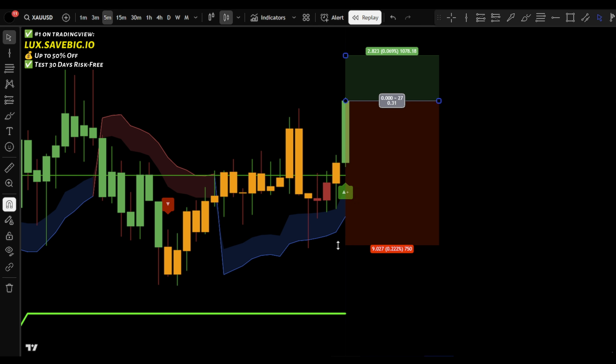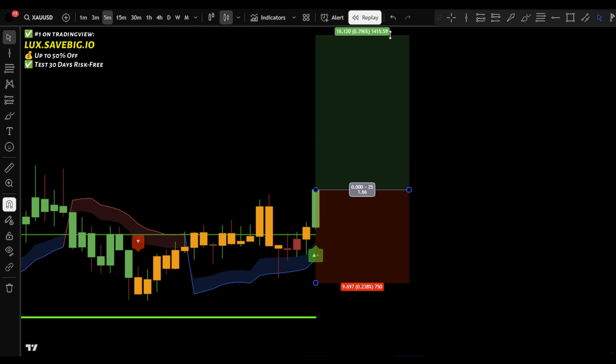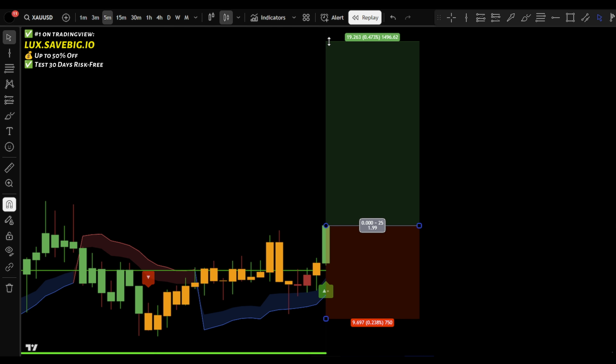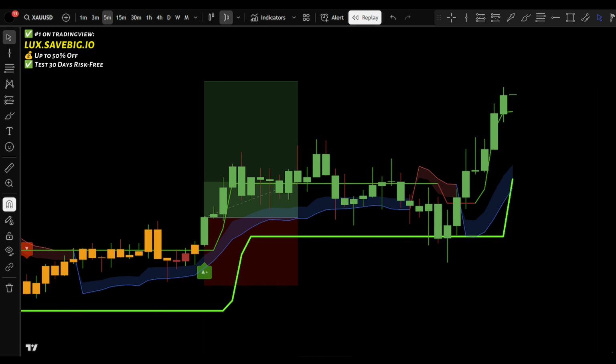For the stop loss, we use the previous swing low to keep the trade protected. For the take profit, we aim for a risk-to-reward ratio of 1 to 2, ensuring a balance between risk management and profitability.